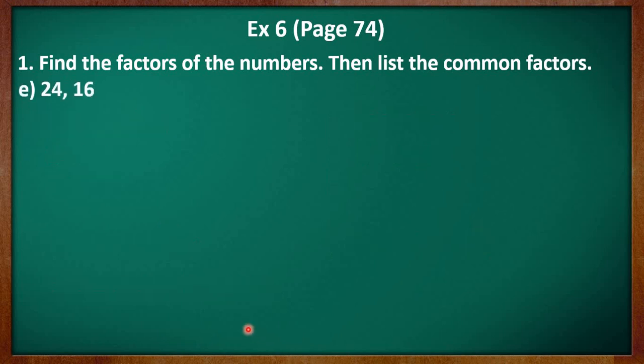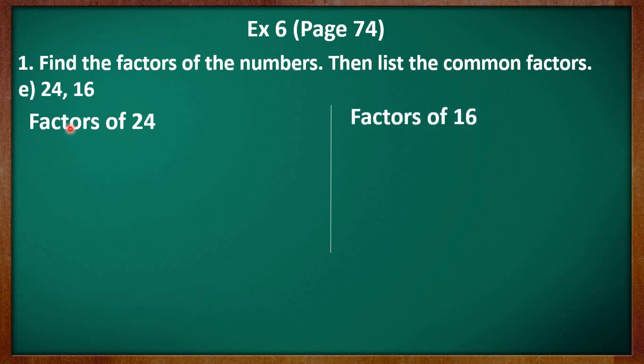Let's solve another part, which is E part, and the numbers given to you are 24 and 16. Kids, here again we will find the factors of 24 and 16 individually, and then we will compare the factors and we will look for the common numbers. So let's start with 24. We know that 1 multiplied by 24 is equal to 24 will give us 1 and 24 as the factors of 24. Now we will find all other factors between these two numbers.